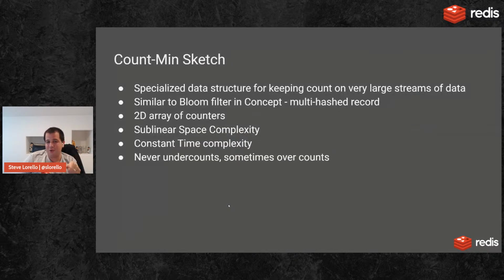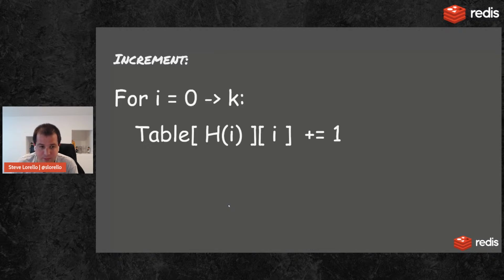The Count-Min Sketch is another one of these specialized data structures for keeping count on very large streams of data. They're very similar to Bloom filters. They use a multi-hash record keeping system. But instead of maintaining a 1D array of bits, now we're maintaining a 2D array of counters. And it's sublinear in space complexity. I would almost say it's effectively constant in space complexity, and it's constant in time complexity. And it never undercounts, but it can sometimes overcount.